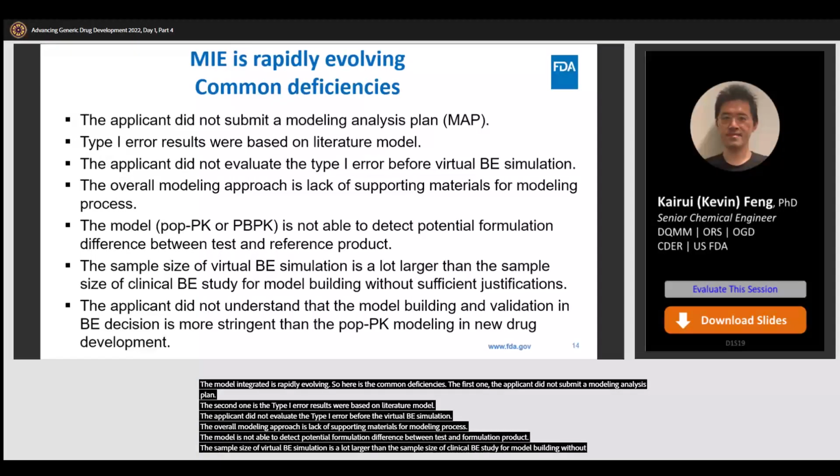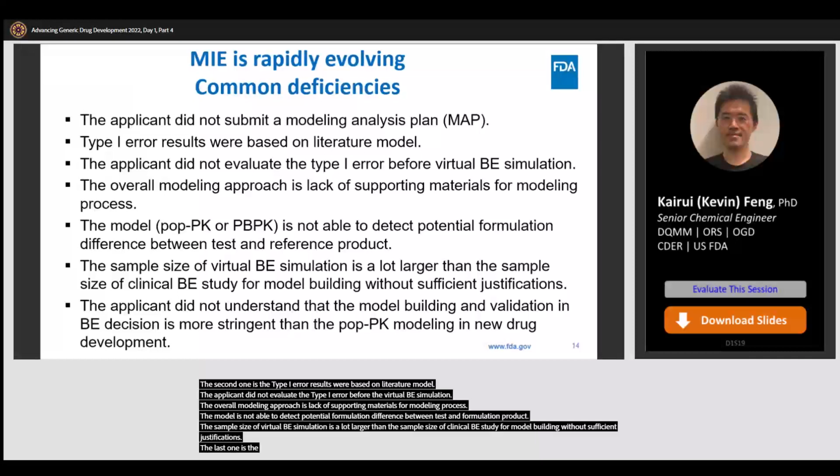The last one is the applicant did not understand that the model building and validation for BE decision is more stringent than the pop-PK modeling in new drug development.